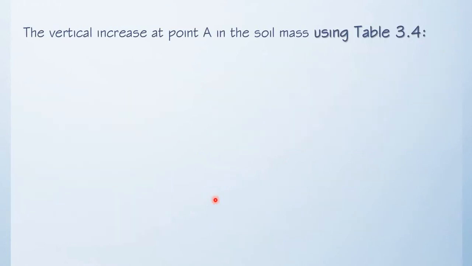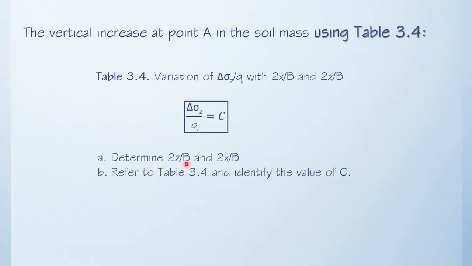The next method that we can use to solve for the vertical stress increase is by using Table 3.4. Table 3.4 is entitled variation of vertical stress over Q with respect to the value of 2x over B and 2z over B. The first step is to determine the value of 2z over B and 2x over B. From the table, we will be able to identify the value of C, and after determining the value of C, we can substitute it into this equation so that we can solve the vertical stress increase at a certain point.